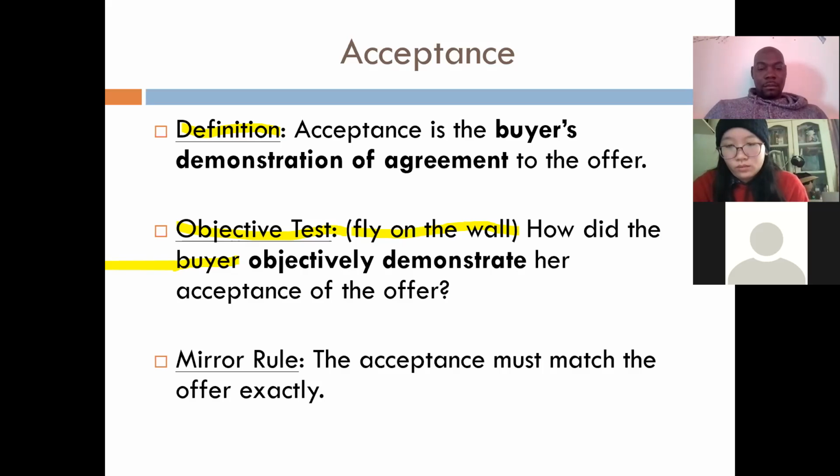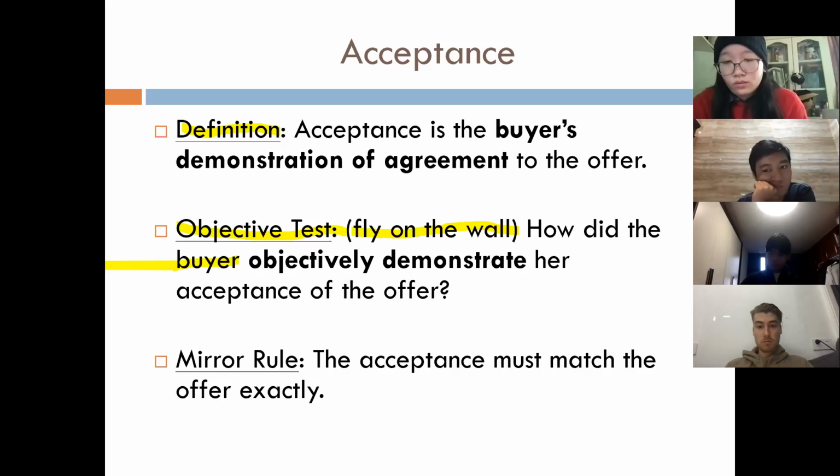Now, of course, we need to know the mirror rule. The mirror rule just says there has to be a mirror between the offer and the acceptance. They have to be exactly the same. Nothing can change. If the offer was pay in cash, the acceptance has to be cash. If the offer was pay by check, the acceptance has to be check. If the offer said come at midnight, you have to come at midnight. You can't change anything. If the offer said buy one, you can only buy one. You can't change the quantity, the quality, the time, the price, nothing. That's the mirror rule.